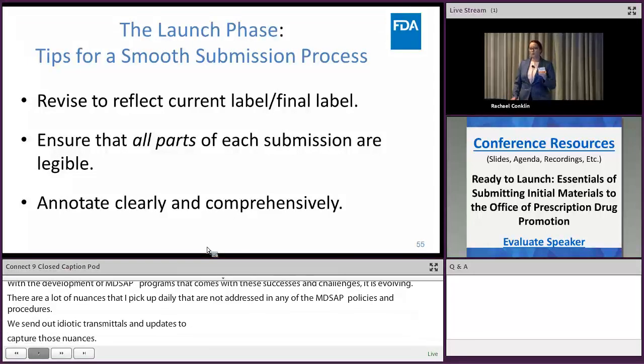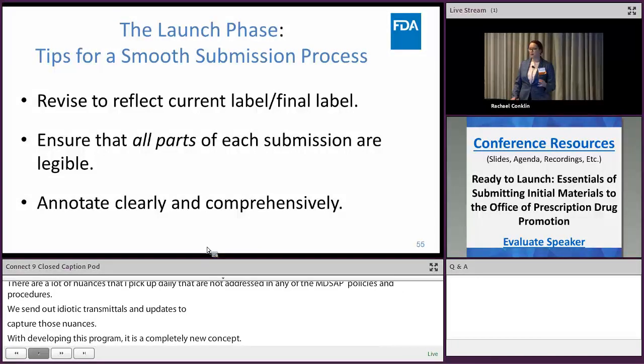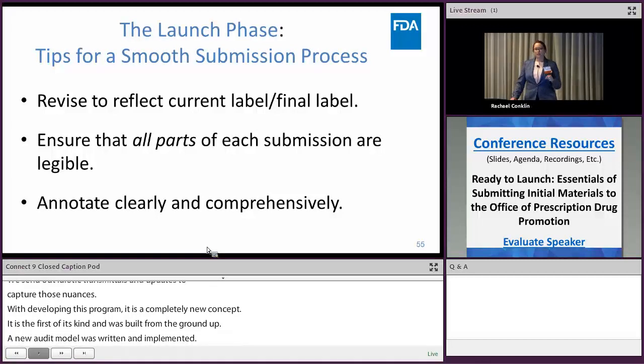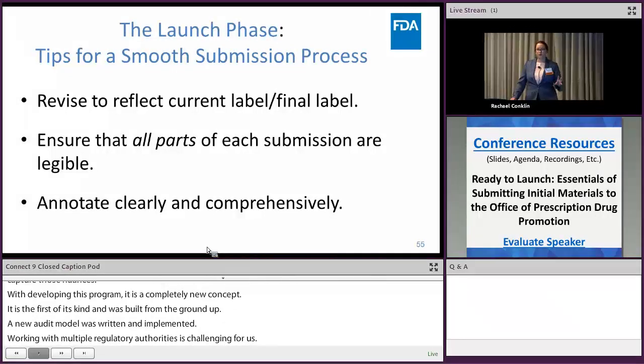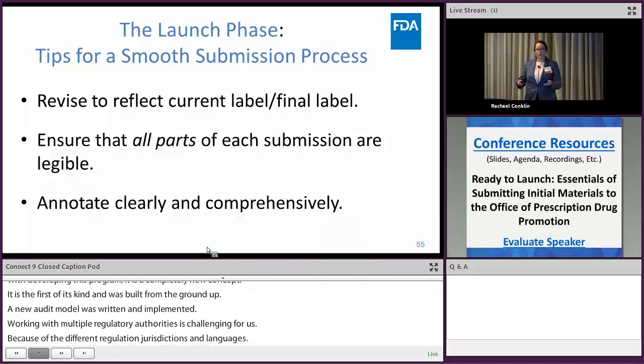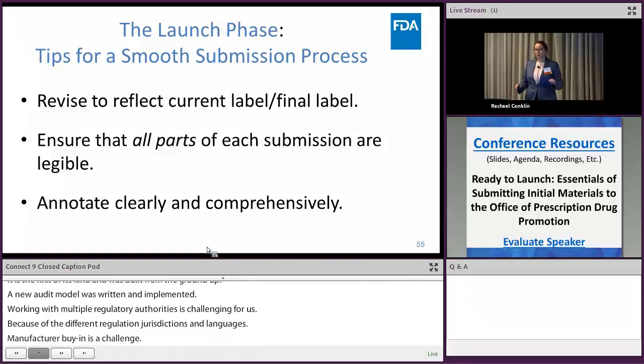So all promotional materials that are submitted for advisory comment have to be submitted in a clean and an annotated form. And those annotated materials often suffer from PDF conversion. So however those annotations are inserted in the file, it may affect the ability to actually enlarge and be able to review the full text on the page. So just be conscious that legibility applies to both the clean and annotated pieces.